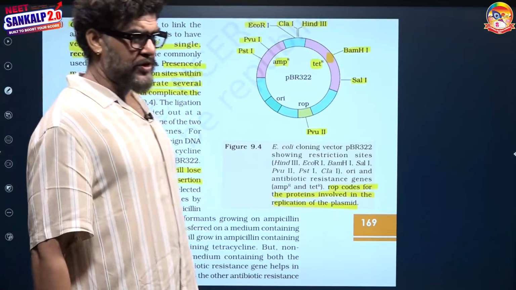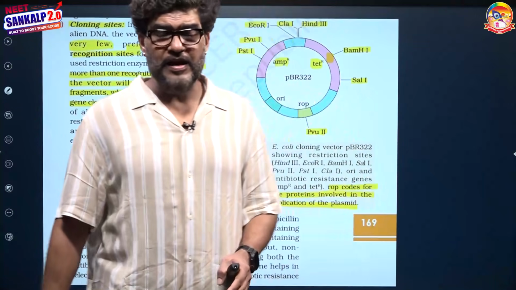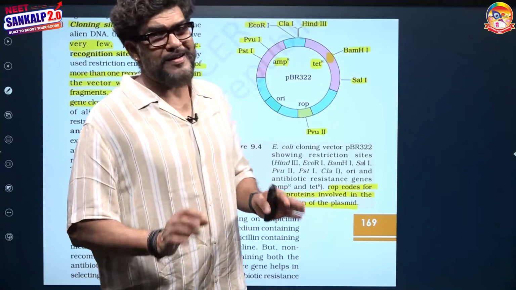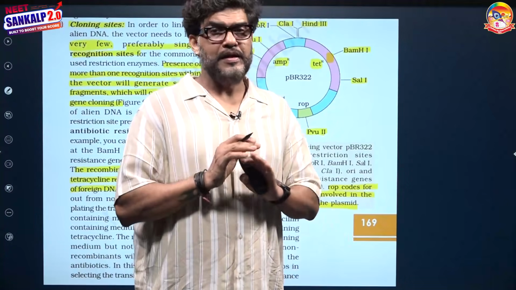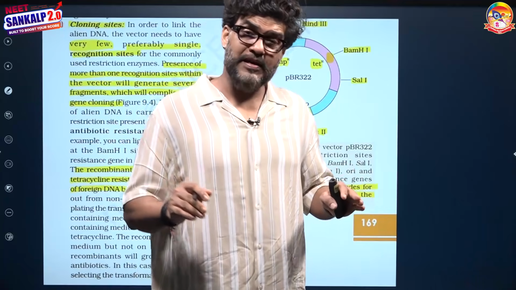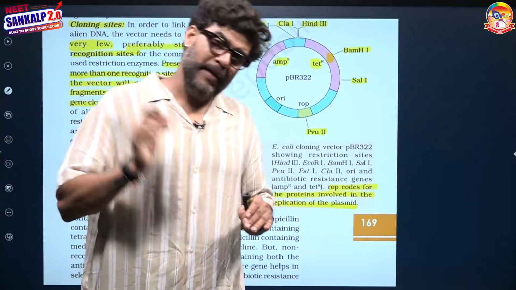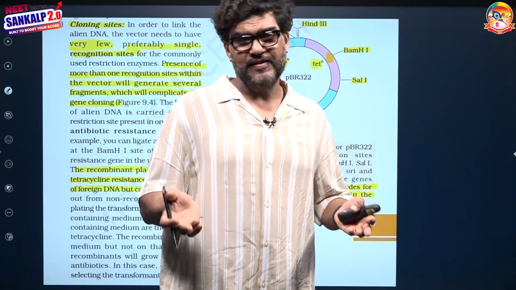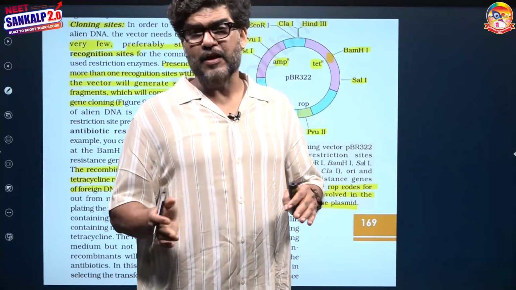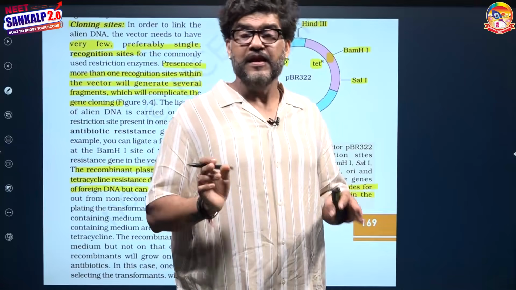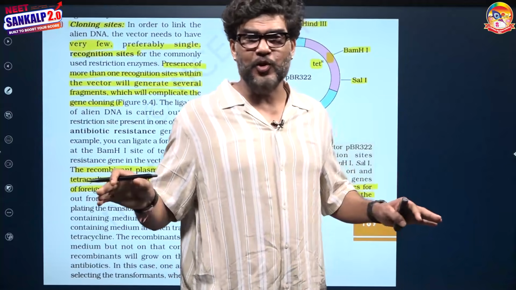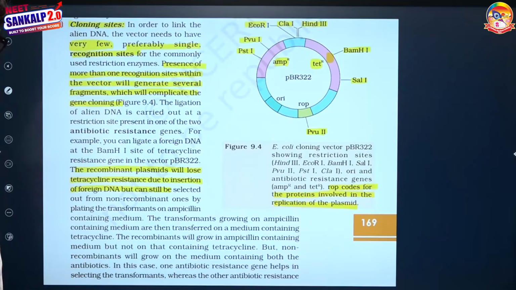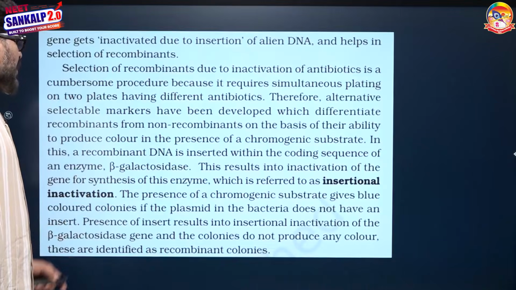The procedure is simple: any bacteria which are recombinant because of the BamHI site are now tetracycline sensitive; tetracycline resistance is finished. So any bacteria capable of growing on ampicillin but not on tetracycline are recombinants. If any bacteria grow on both ampicillin and tetracycline, they are transformants but not recombinants, because insertional inactivation did not happen.